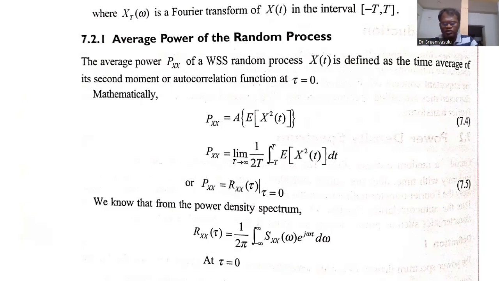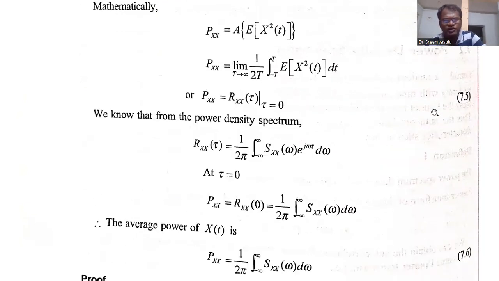So this Pxx alternate way: you consider that the Rxx of tau formula is equal to 1 divided by 2 pi integral minus infinity to plus infinity Sxx of omega into e power j omega tau into d omega. In this, if we substitute tau equal to 0, we get Pxx equal to Rxx of 0 equal to 1 divided by 2 pi into integral minus infinity to plus infinity Sxx of omega into d omega. It is the calculation of average power from the frequency domain.